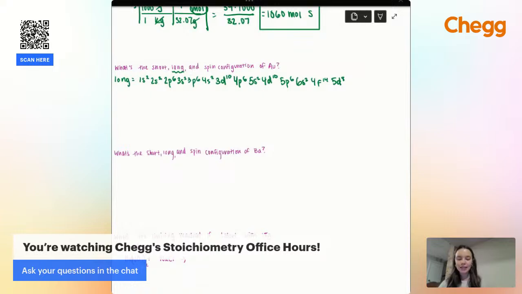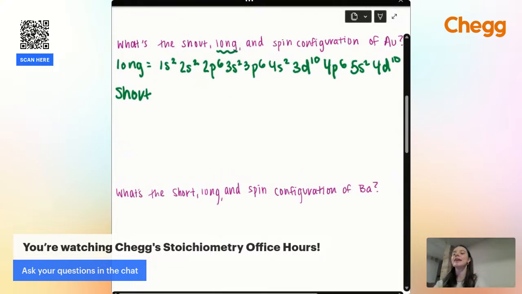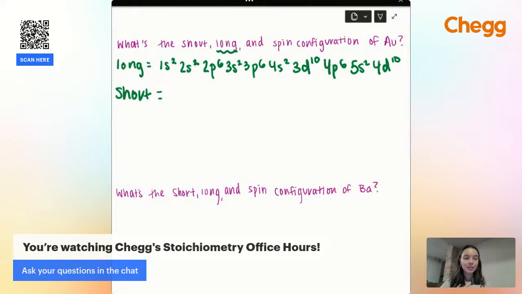All right, let's pull up that periodic table. We're going to do the short electron configuration. So let's zoom in so we can actually read what we're writing. Okay, the way short electron configurations work is we find the last noble gas on the periodic table. So the way you do that, you go up one row from your gold and all the way to the right, and that element is your last noble gas.